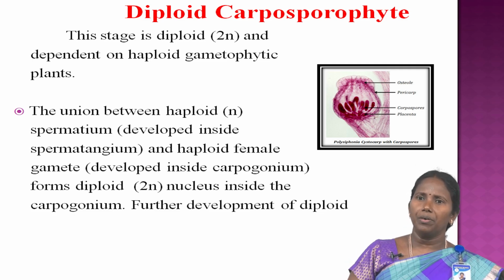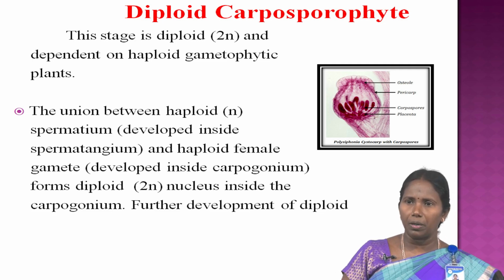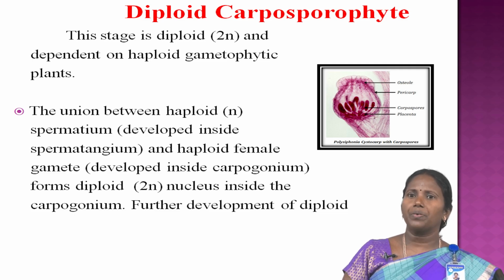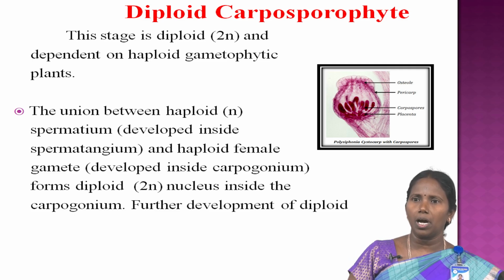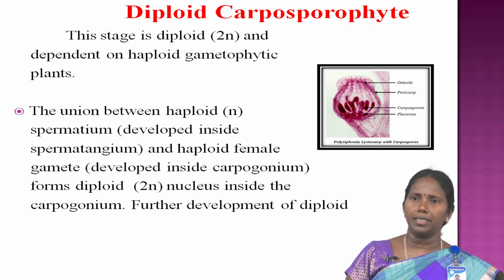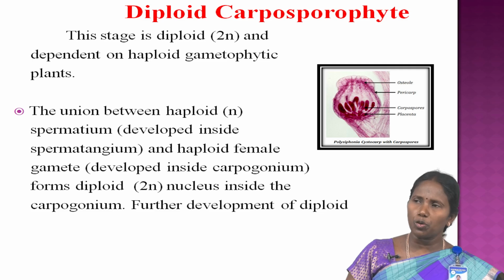The nucleus forms the diploid carposporophyte. Later carpospores are formed by mitotic division of the carposporangium. The carpospores germinate directly into diploid tetrasporophytic plants.